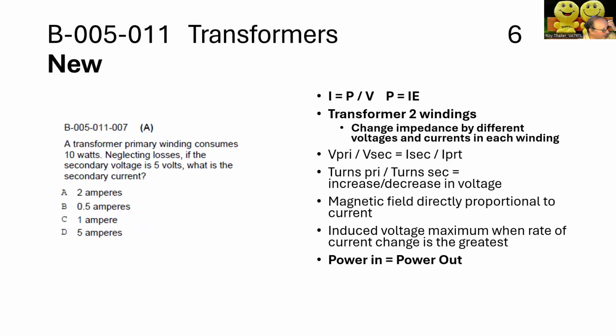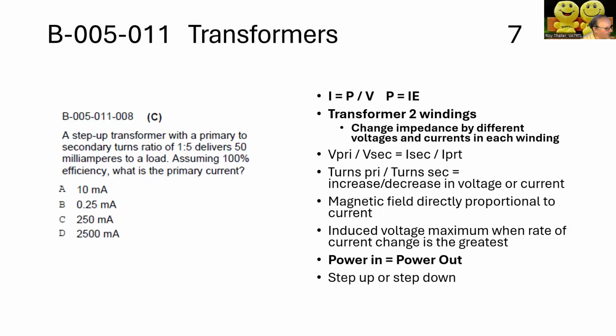Here's a new question. The transformer primary winding consumes 10 watts, neglecting losses. If the secondary voltage is 10 volts, what would the secondary current be? So here you would do the calculation, and that would be A, 2 amps. So 10 divided by 5 is 2, so 2 amps.